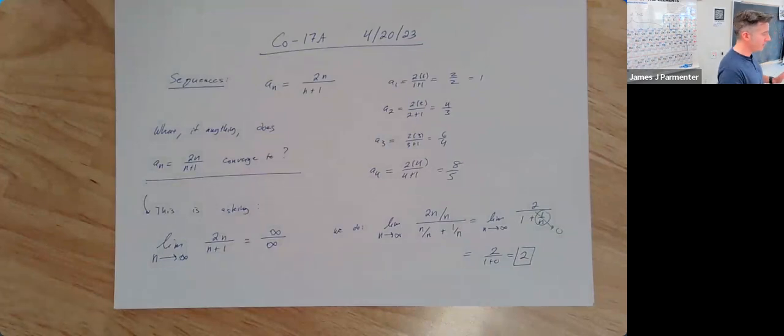So that's the general idea with any sort of sequence. If you want to see what its limit is, what it converges to, you do that by taking the limit.